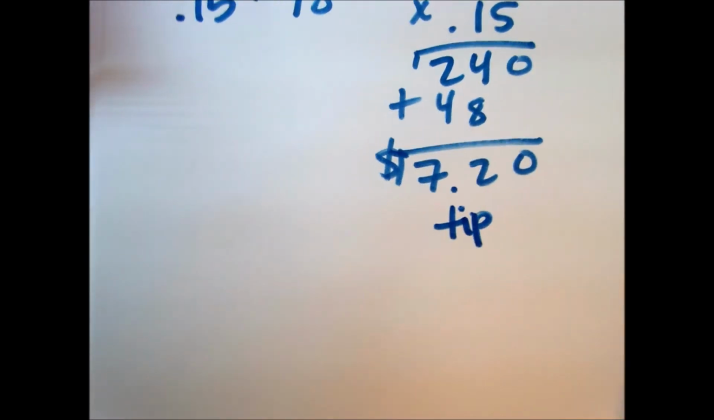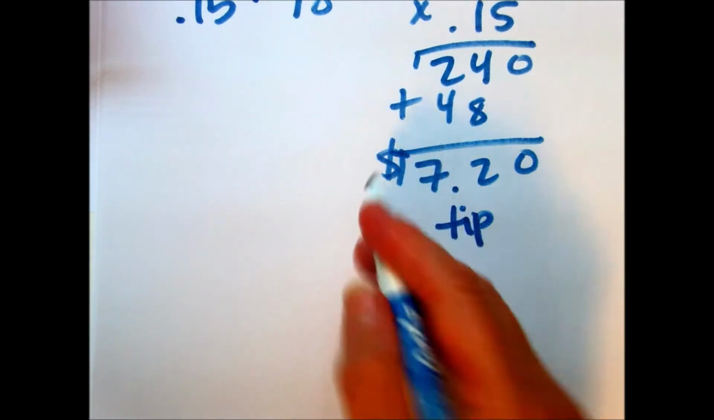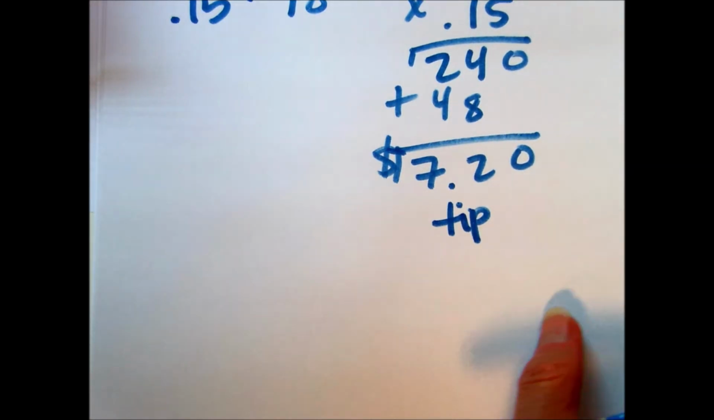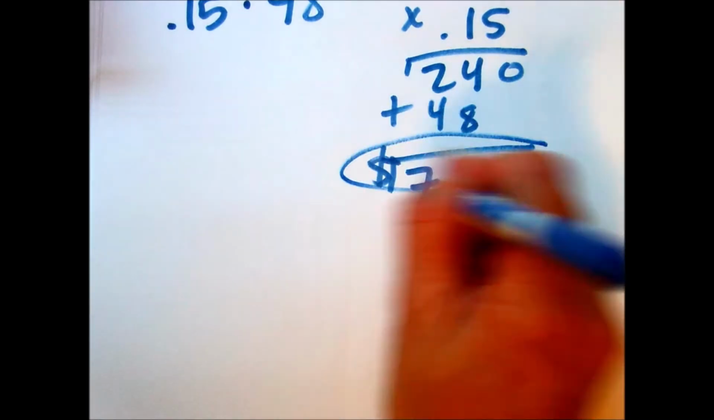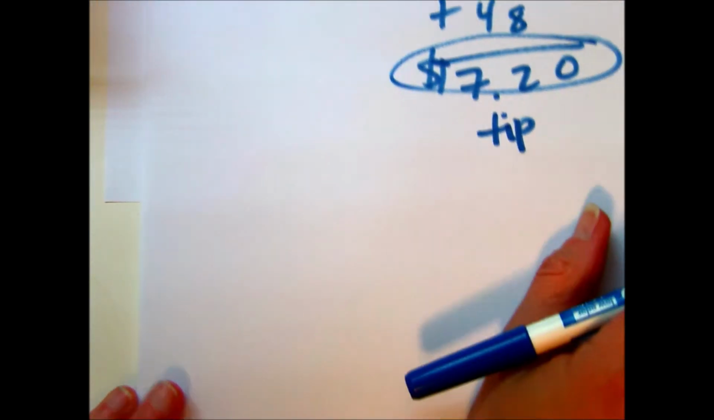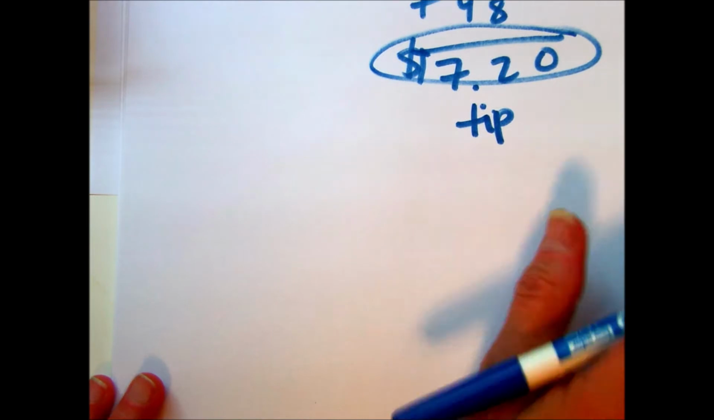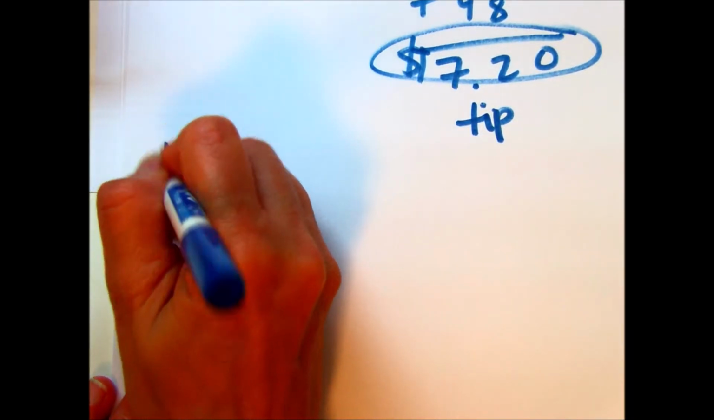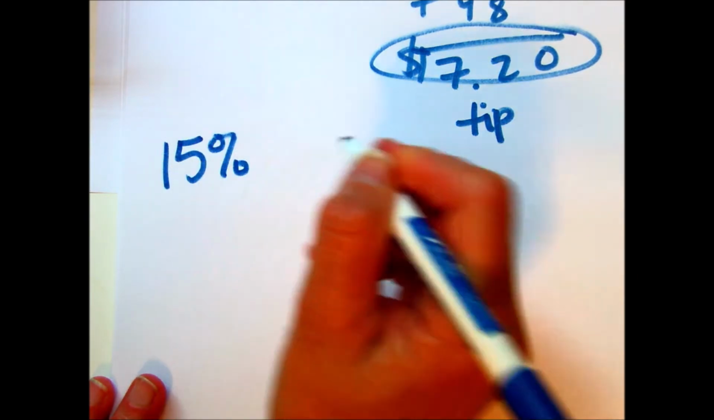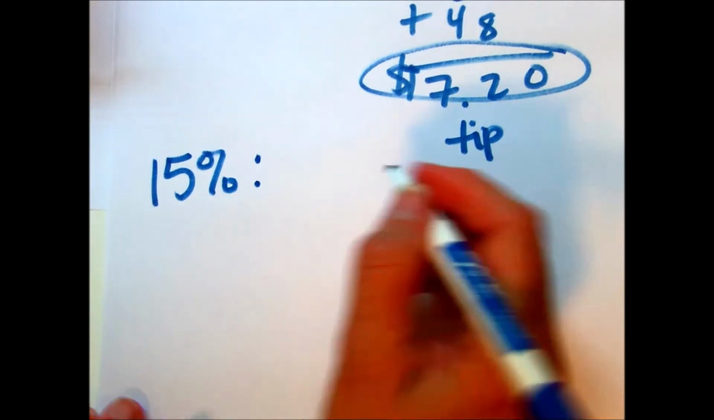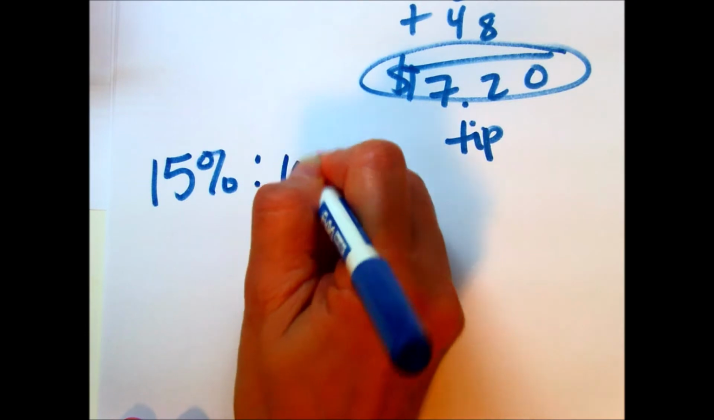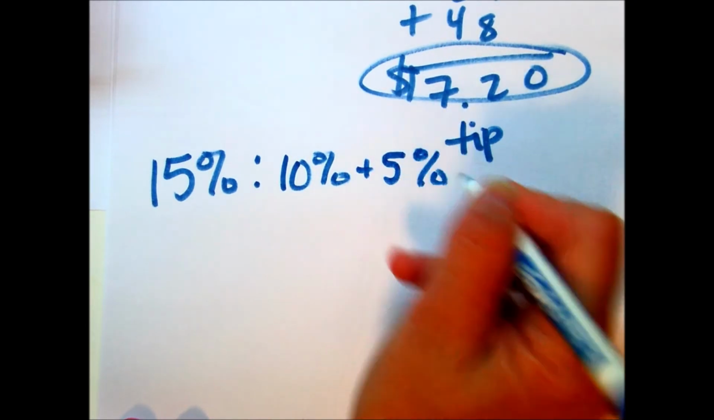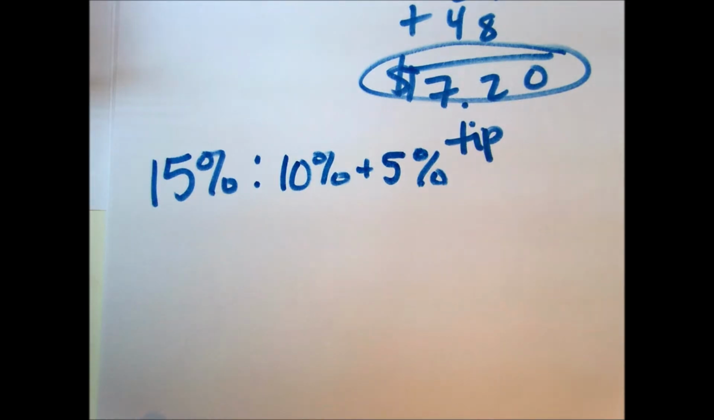And then, of course, if you want to add that to your 48 to figure out how much you're going to spend for the day, you can. But I'll stop here. I want to show you a little mental math trick that a lot of people use. Now, if you're tipping 15%, 15% can be broken up into 10% plus 5%, because 10 and 5 make 15.